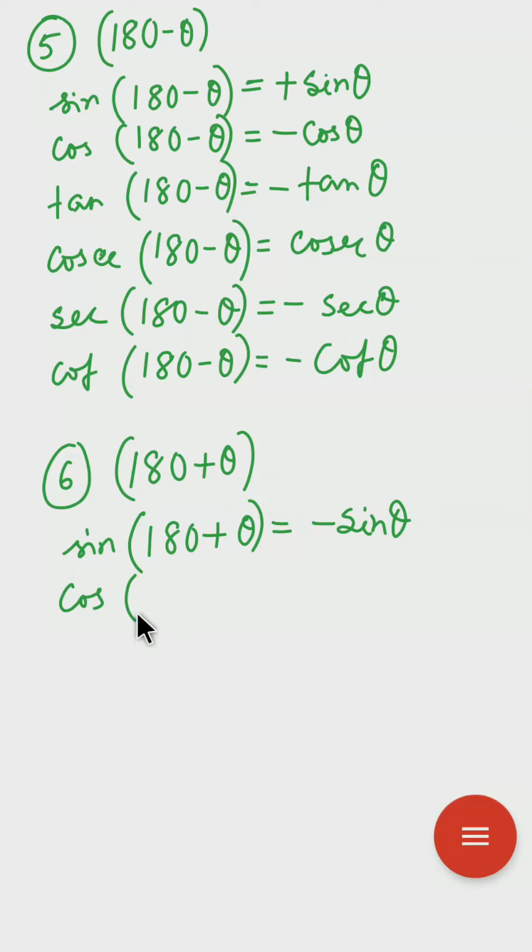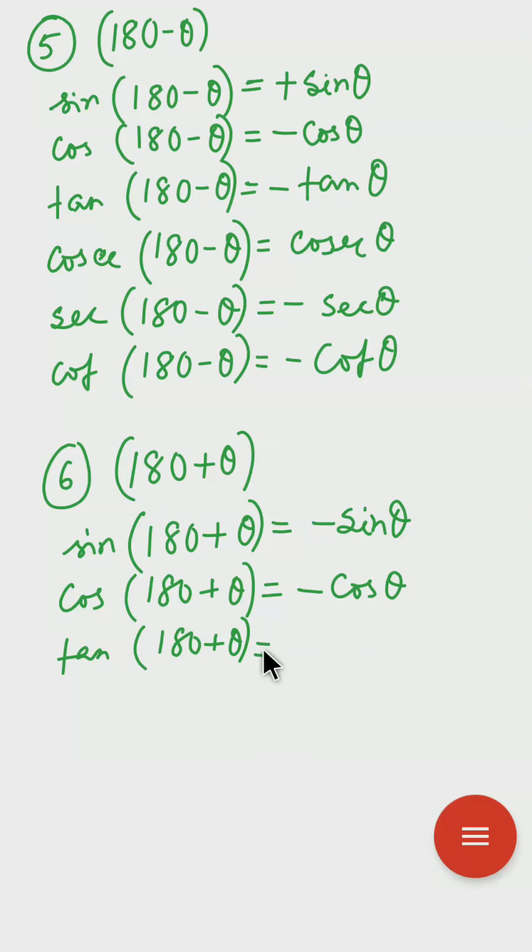Similarly, if we try cos of 180 plus theta, again we check the angle first. The angle is in the third quadrant. In the third quadrant, cos is negative. This is an even multiple of 90, so cos remains cos. Now that we have found sine and cos, we can write the value of tan 180 plus theta. This is equal to sine 180 plus theta by cos 180 plus theta, which is minus sine theta by minus cos theta, that is tan theta.